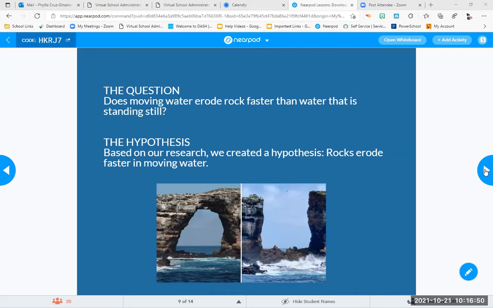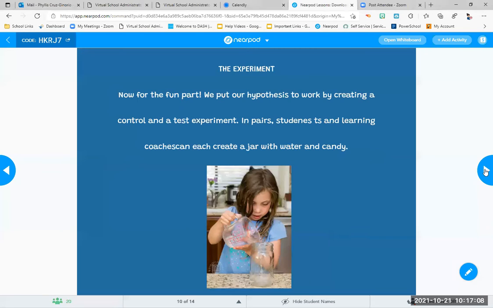We have a hypothesis. We're getting ready, guys. A hypothesis is like what we think will happen. We think, thanks to your thoughts about it, that rocks will erode or break apart faster in moving water. So we're going to test it out. Yes, we are. Here it comes. Now for the fun part. Look, we're going to test out our hypothesis. We're going to create our experiment by having 2 cups of water or 2 baggies. So get those ready.